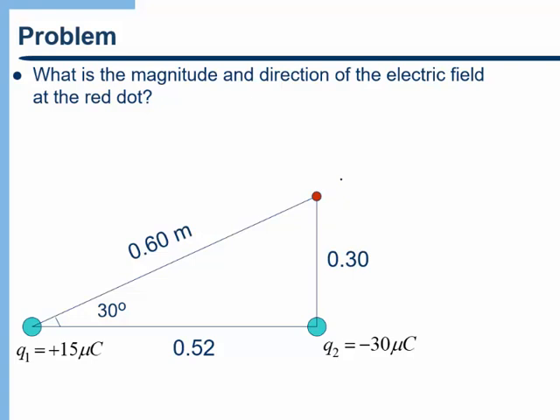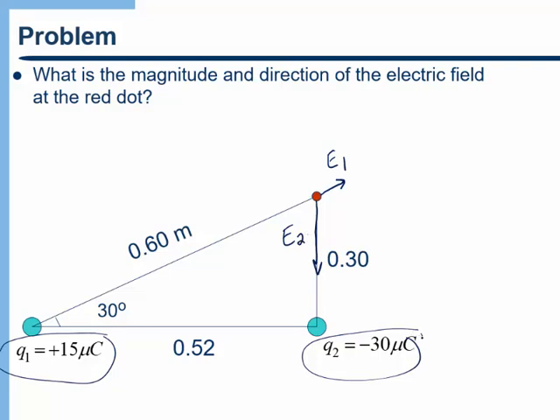The first thing we want to notice is that since Q1 is positive, the electric field created by Q1 would be in that direction. Q2 is negative, so the electric field created by Q2 at that point would be in that direction. Also, notice that Q2 is both a bigger charge and is closer than Q1. And therefore, I know that the electric field created by charge 2 is going to be bigger in magnitude than the electric field created by charge 1.